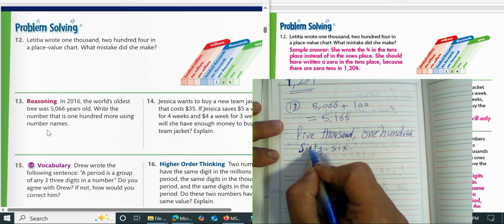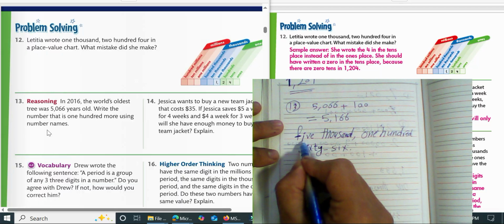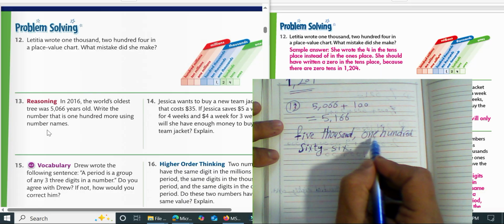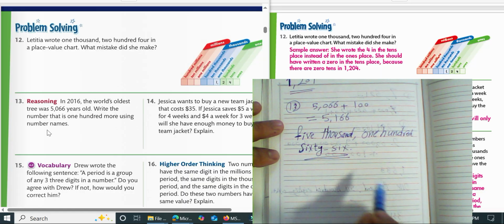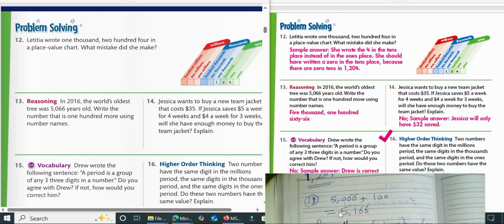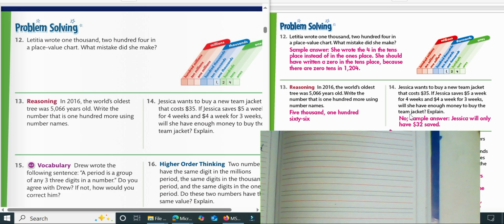5,166. Okay, this answer here you can write: 5,166. Next question, number 14.